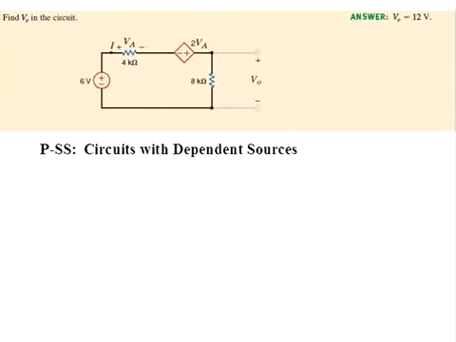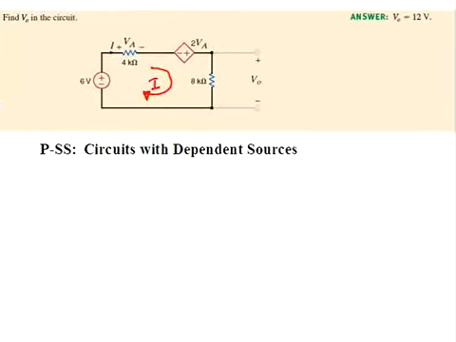This is Learning Assessment Problem E227. We have a loop circuit containing a dependent voltage source, and this suggests the problem-solving strategy of circuits with dependent sources. We'll consider a loop current in this circuit, I.